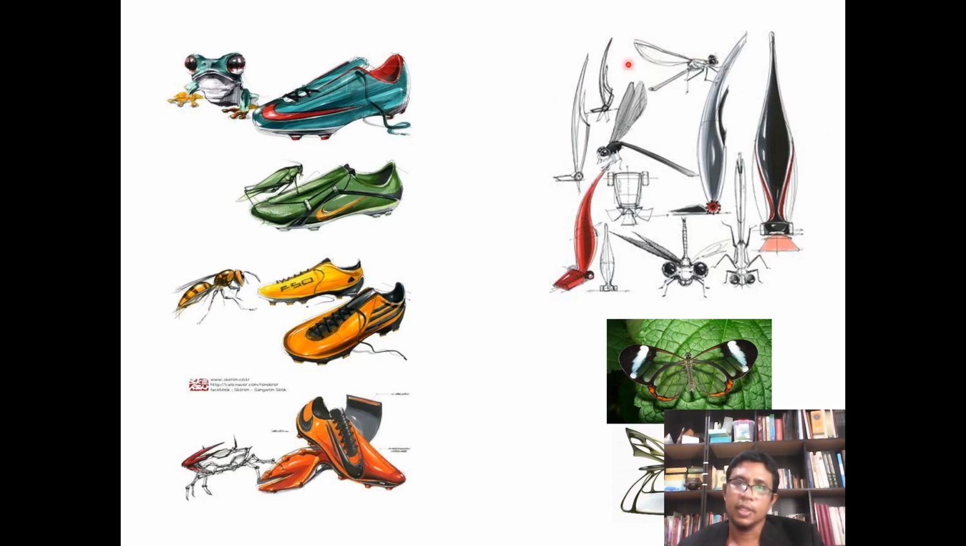This one is more extreme. The analogy of the dragonfly does not only take the characteristics of, for example, the color and the pattern, it also follows the shape of the dragonfly. Below here is the butterfly. This is another example where we can almost identify the source of the idea.